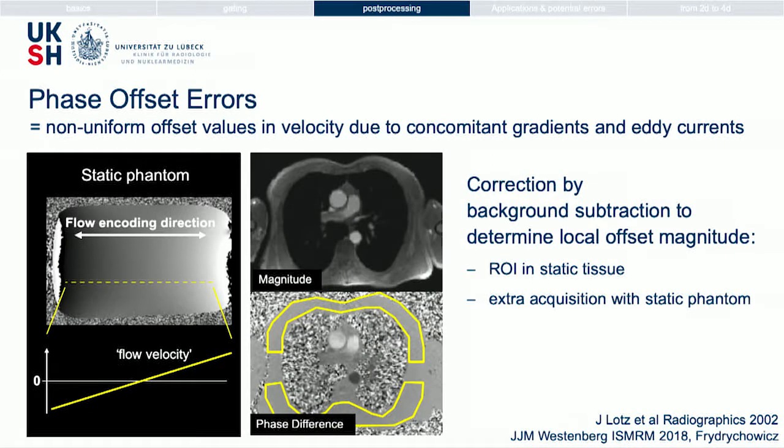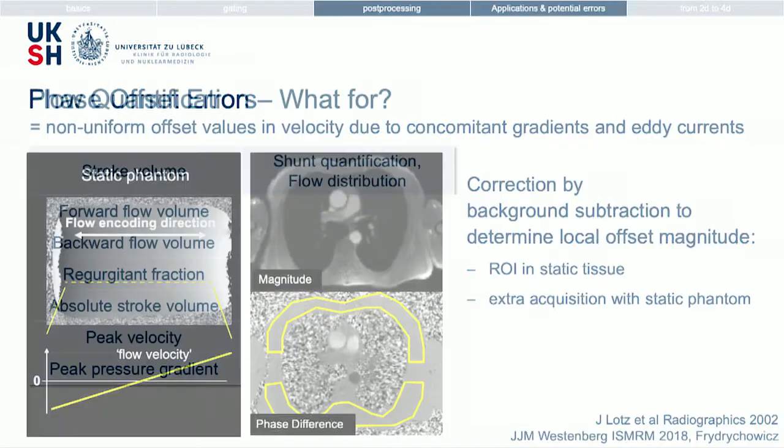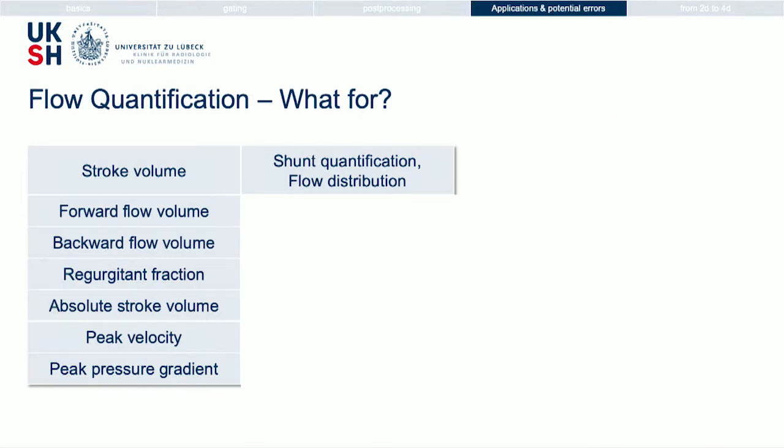If you want to get rid of this phase offset error, you can measure flow in a static tissue that is just near to your vessel. So if you want to measure flow in the ascending aorta, we delineate a contour in the pectoralis muscle, and then you get a very slow flow, and you subtract that from the flow in your ascending aorta, and then you get the proper values. You can also do it with a static phantom bottle afterwards and just measure the flow in the static phantom, but that's very time consuming, so we do it with the ROI in our measurement volume.